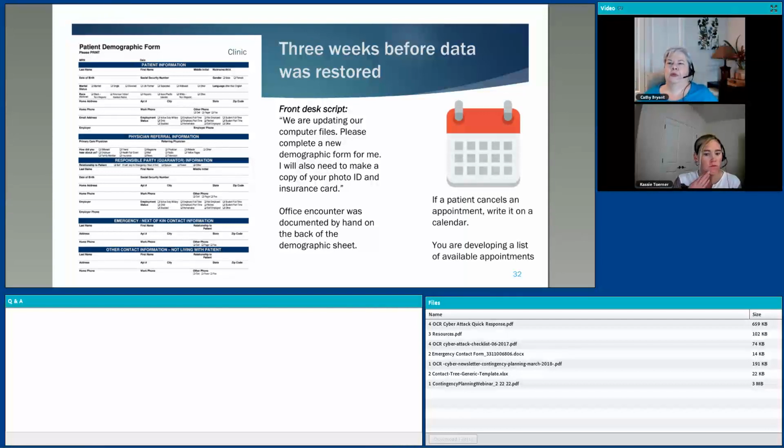Another practice had a prolonged period before their files were restored on their practice management system or their scheduling system. They just simply would write on the calendar any time a patient called to cancel or reschedule an appointment. Now, they didn't know who was coming in, but they could tell you on certain days who wasn't coming in, so that if another patient called and needed an appointment, they at least had a few available appointments to offer. I think these were both examples of some real creative thinking.